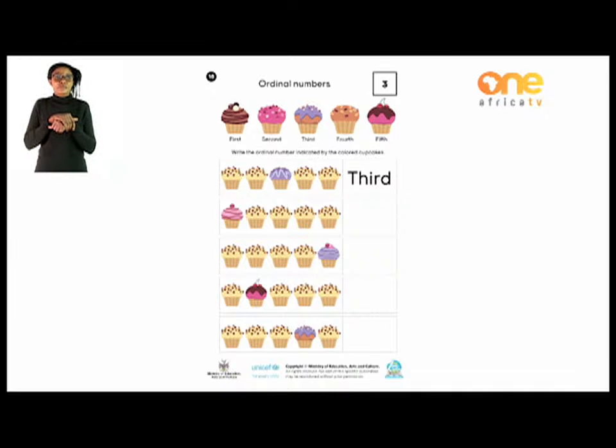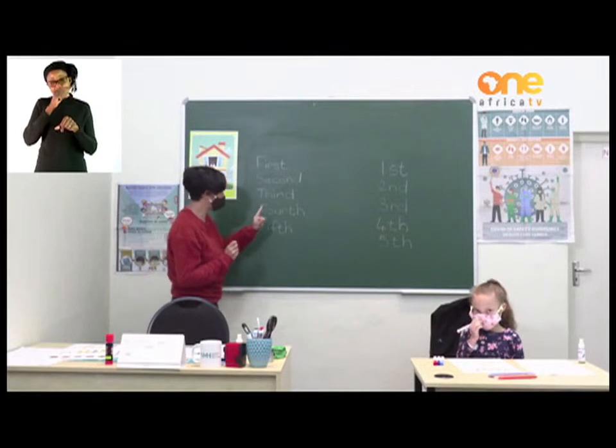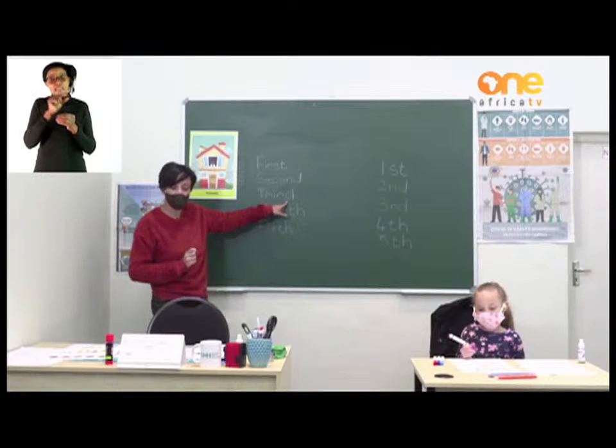Write the ordinal numbers indicated by the colored cupcake. So what must we do there? We have five cupcakes in that row. We have two cream ones, one blue one, and two cream ones again. Now at which position, at which place is the blue one standing? Is it first, second, third, fourth, or fifth? It is third. So we will write in the word, not the number, but the word third, there in the block.